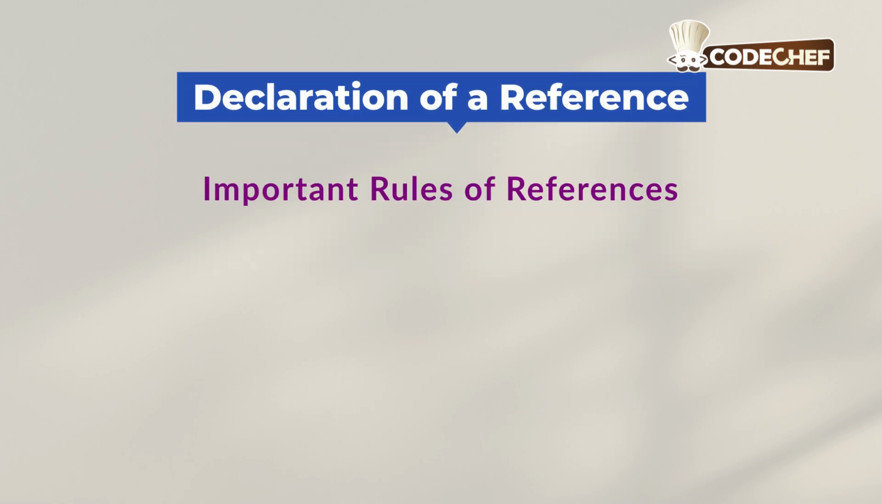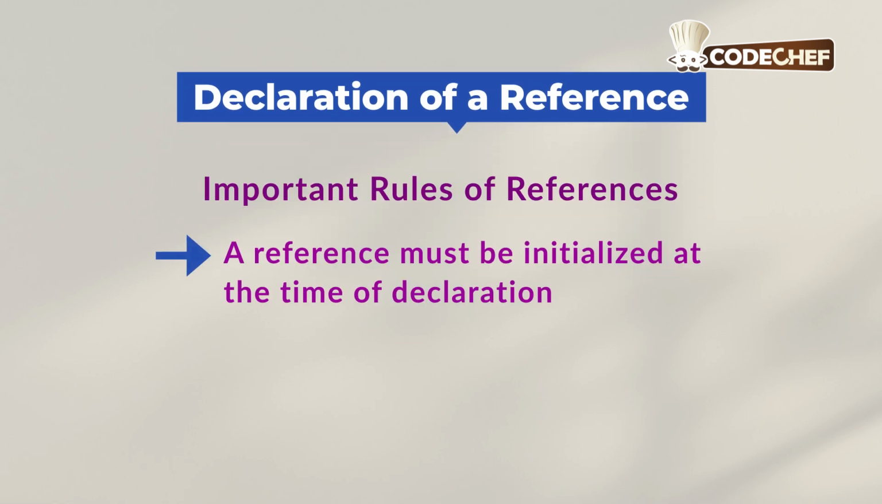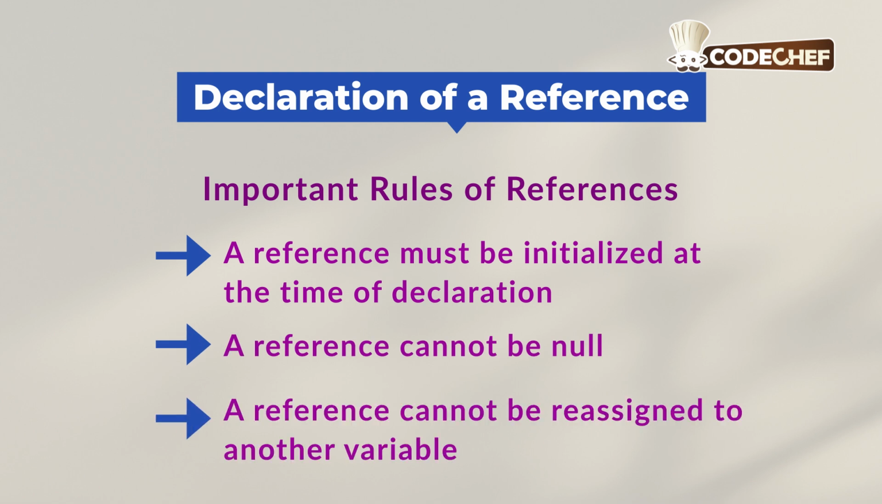Declaration of a reference. Important rules of reference: a reference must be initialized at the time of declaration. So, we have to point to a variable for which we are creating the reference. Then, a reference cannot be null. A reference cannot be reassigned to another variable. As we have discussed, a reference is basically an alias for a variable, so it points to the same memory location as the variable that we assign to the reference. Now we cannot reassign a reference to another variable because another variable will have a different memory location, and that is why it is not possible.